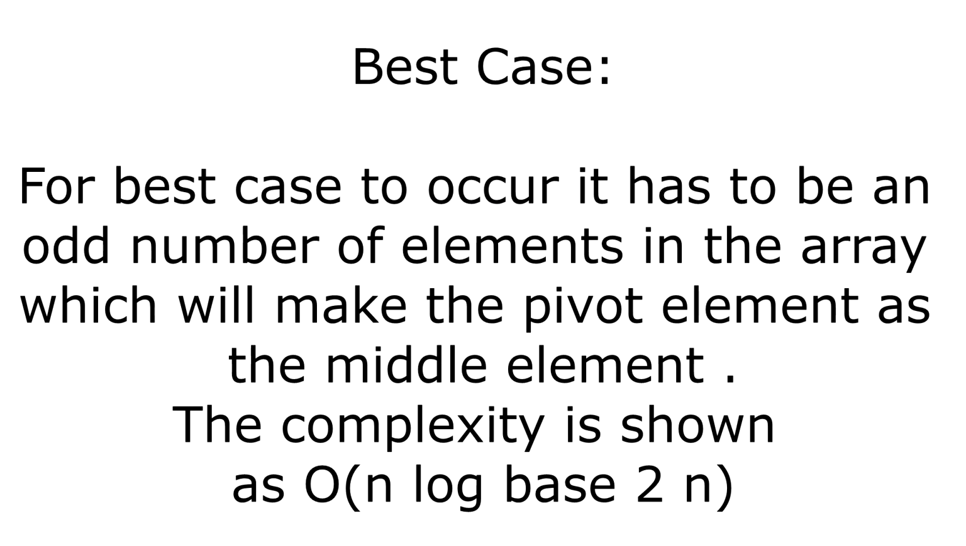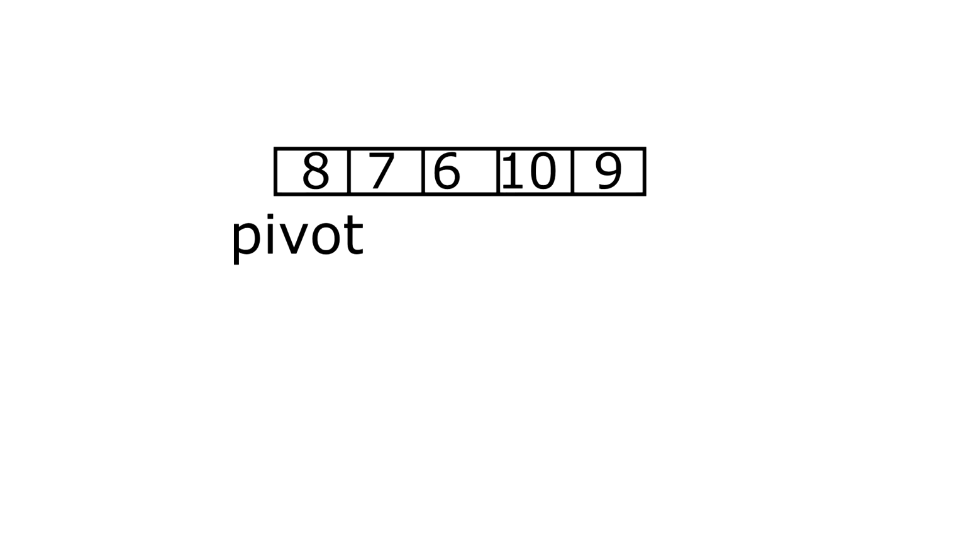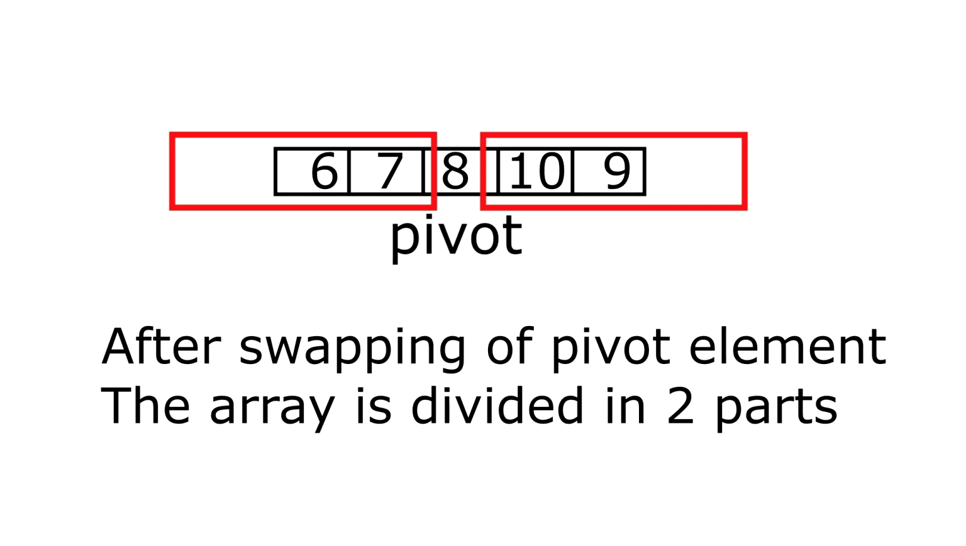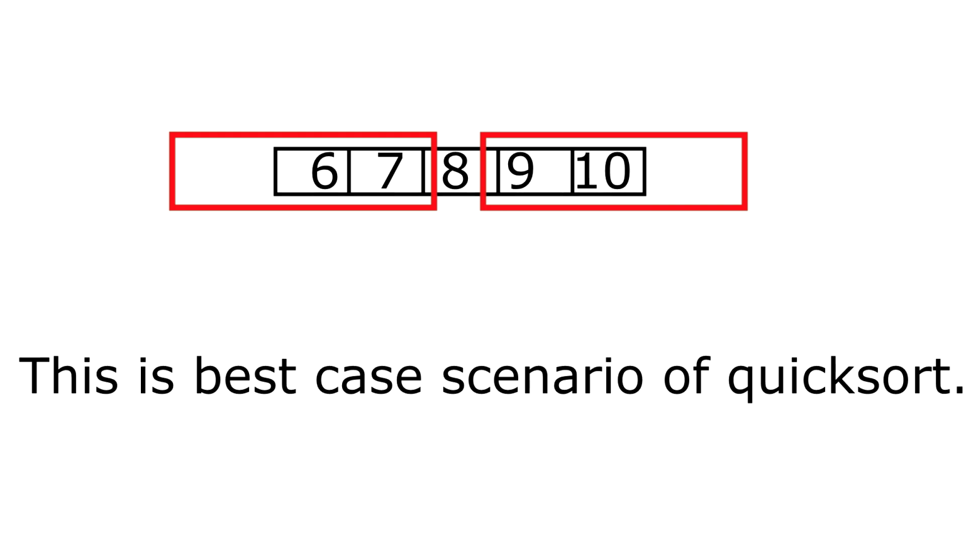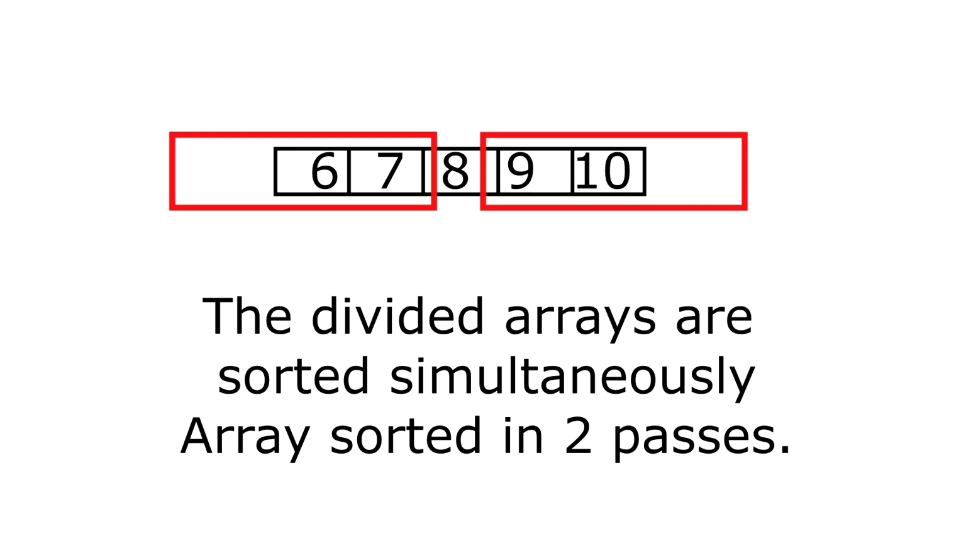Quicksort's best case occurs when the partitions are as evenly balanced as possible, their sizes either are equal or are within one of each other. And hence the total complexity becomes O(n log n). Consider the following example. When pivot element is swapped, the array is divided in two equal parts. This is best case scenario of quicksort, then the divided arrays are sorted simultaneously.